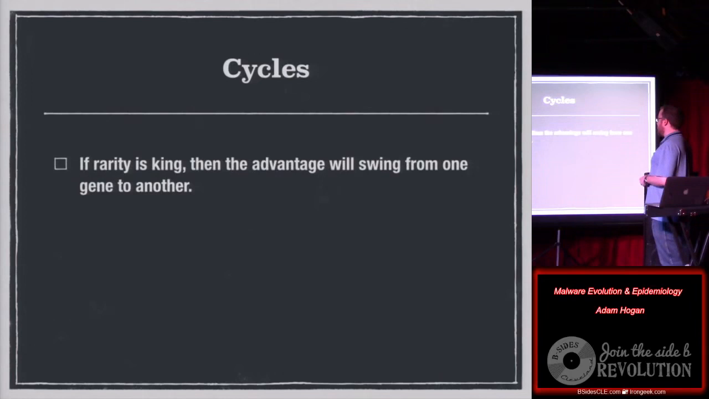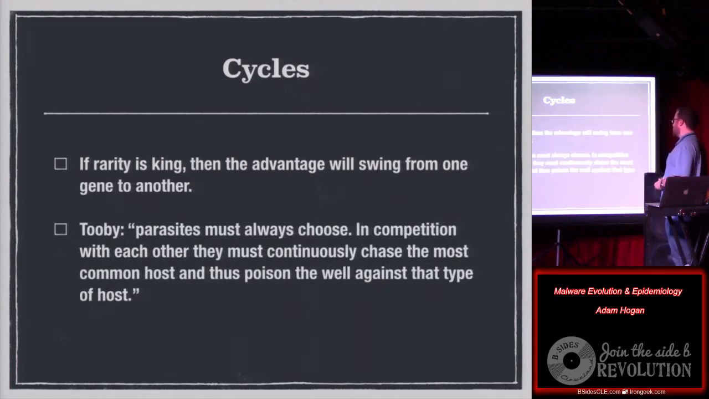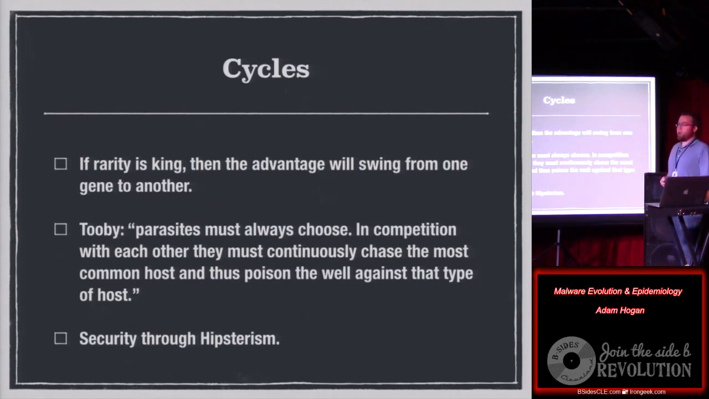All right, now if rarity is king, then the advantage will always swing from one to another, right? From attacker to attackee and back again, because we're going to continue to ratchet up that arms race. Now, Professor Tooby says, parasites must always choose. In competition with each other, they must continuously chase the most common host and thus poison the well against that type of host, right? So as parasites compete with each other, they're going after whatever the most common host they can latch onto. So this actually suggests a solution, what I call security through hipsterism.